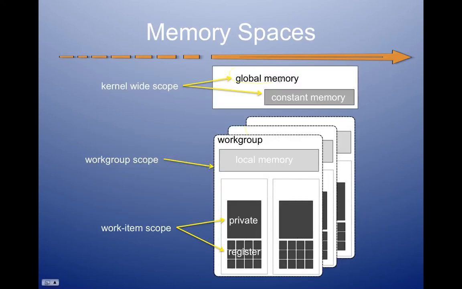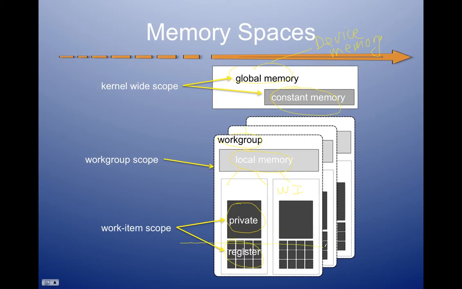So you have the global memory. That's also what I call the device memory. And this is shared by everybody. Every thread, every work item can access this memory. This is a constant memory. This is a read-only memory. And for each work group, you have a local memory that is shared between the work items, and each work item has a private block of memory and some private registers.